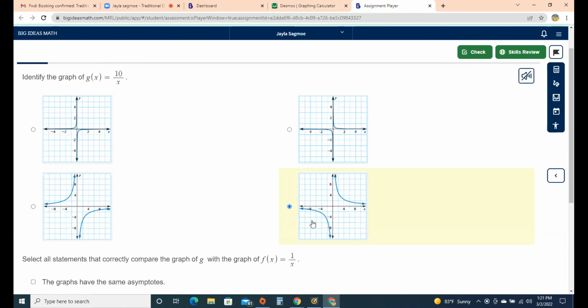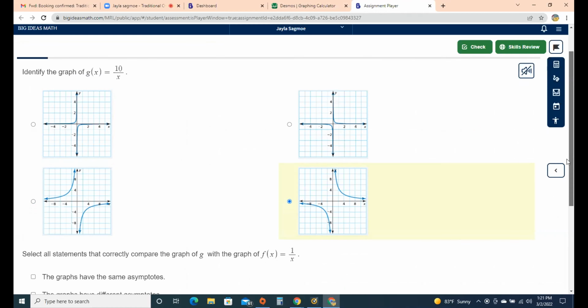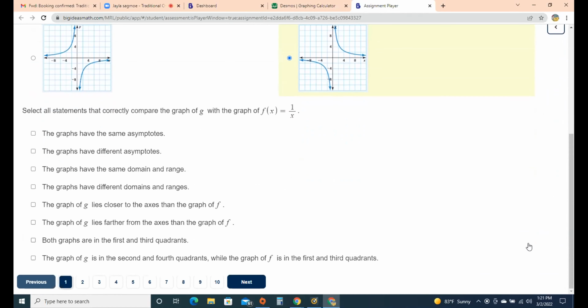Okay, so let's look at these statements. Do the graphs have the same asymptotes? An asymptote is created when you divide by 0. These both have asymptotes, so they have the same asymptote. This will make more sense when we do more problems. Do they have the same domain and range? These actually do.